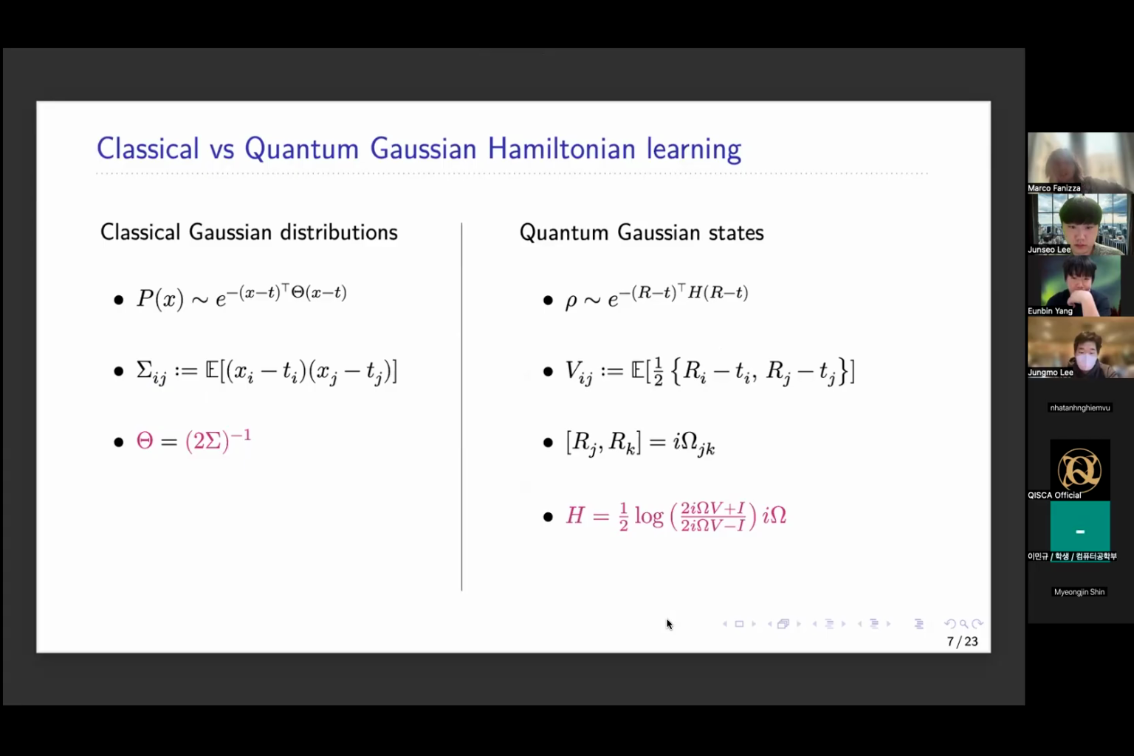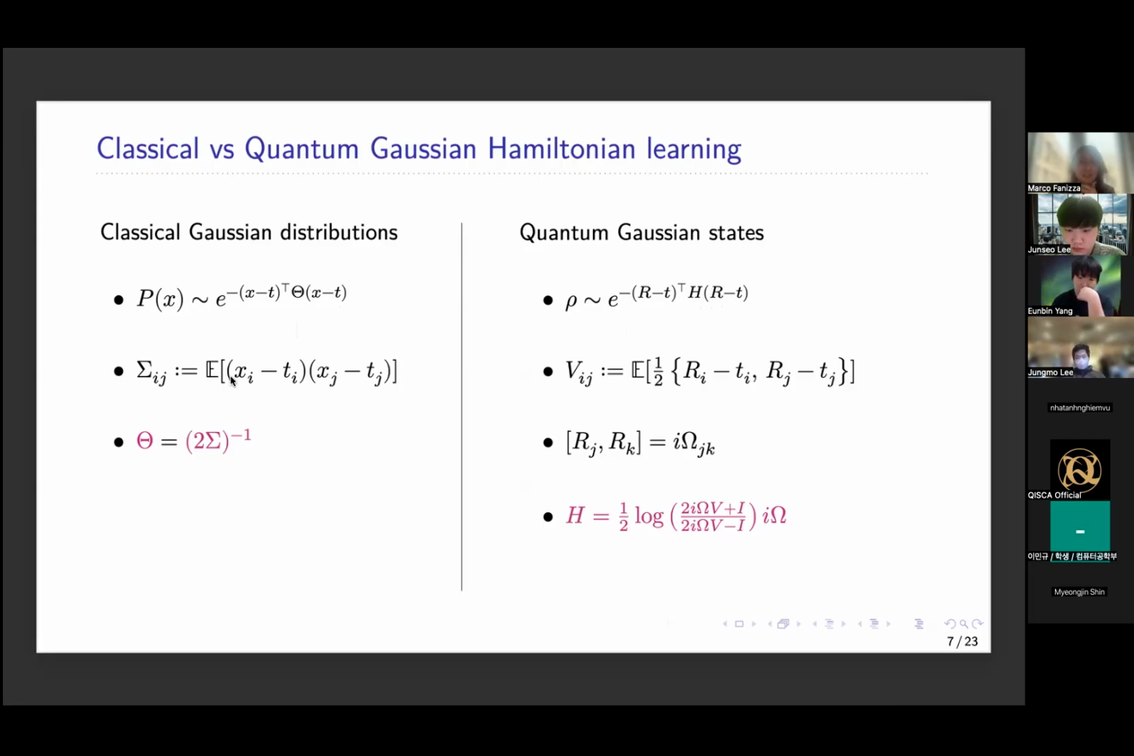So now I'd like to tell you something about the ideas behind the proofs of this result. As I said, the inspiration comes from the classical case, and there is a formal parallel between the classical Gaussian distribution and quantum Gaussian states. What we call the Hamiltonian in the quantum case is often written as theta in the classical literature and called the precision matrix.